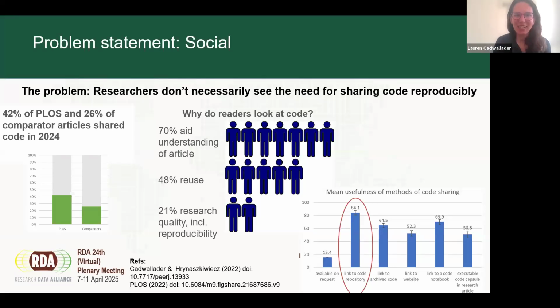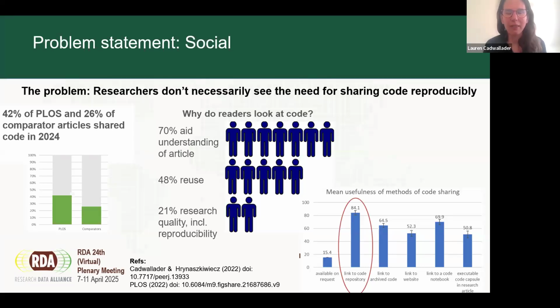Yeah, so I wanted to tackle one of the problems that we see with metadata for reproducibility, and that's, I guess, around the social element. So what I think of as people and their behaviors, and why they're not necessarily how we would like them to be. So this is just some snippets from some research that I've been doing at PLOS. And really one of the problems we see is that researchers don't necessarily see the need for sharing in a reproducible way.